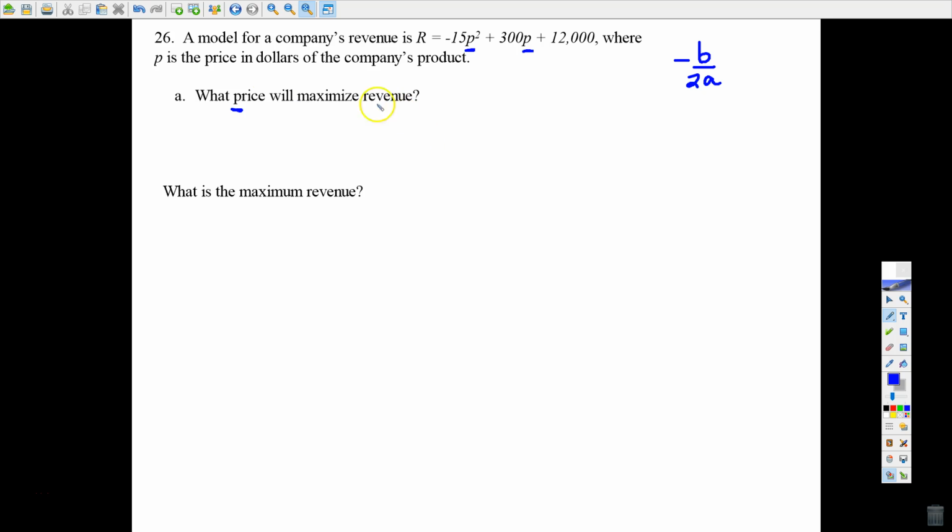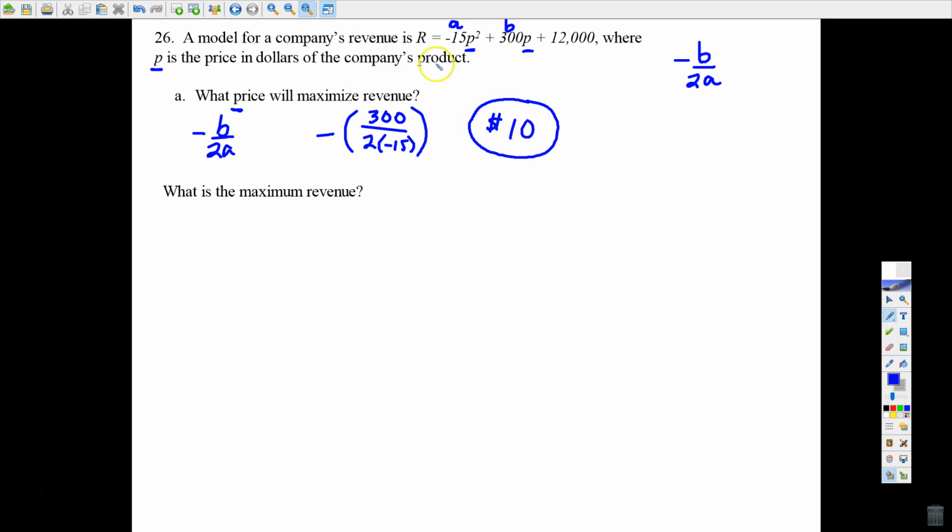P stands for price. We're told that in the problem itself. So if I do the opposite of b over 2a, that's what I need to do to answer part A, then again, I'll just label A is negative 15, B is 300. It's the opposite of 300 over 2 times negative 15. And if you need your calculator, that's fine, but you're going to get 10 as the result. And since we're talking about a price in dollars, we get an answer of $10. We need to charge $10 for whatever product it is that we're selling. They need to sell at $10 each if we're going to make the most money.